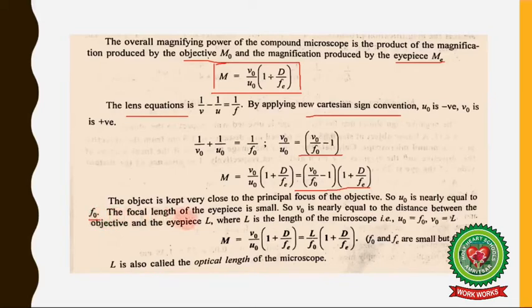The focal length of the eyepiece is very small, so v0 is nearly equal to the distance between the objective and the eyepiece. We can take this value as L, which is also called the length of the microscope. So in place of u0 we are going to put f0, and in place of v0 we are going to put L, the length of the microscope. After putting all these values, we get m is equal to v0/u0 times (1 + D/fe). In place of v0 we have put capital L, and u0 is equal to f0.